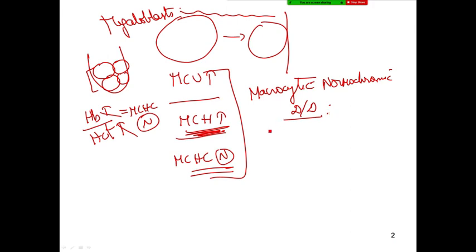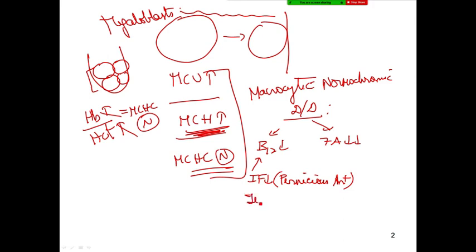Where do you find macrocytic normochromic anemia? B12 deficiency, folic acid deficiency. What are the other factors which can induce B12 deficiency? Intrinsic factor deficiency. What do you call that? Pernicious anemia.